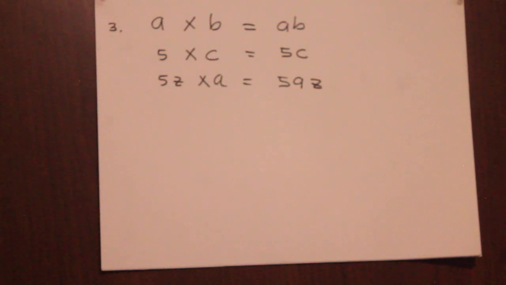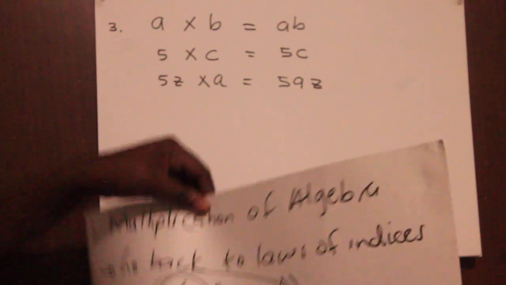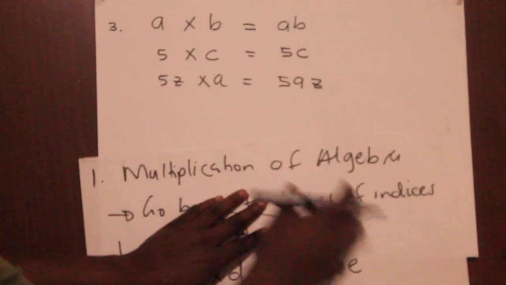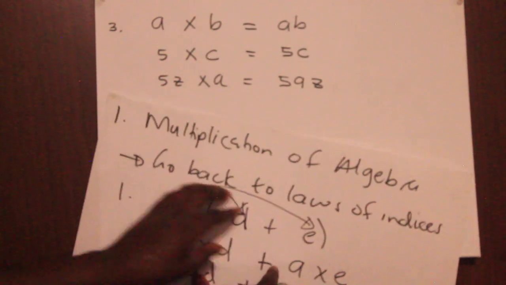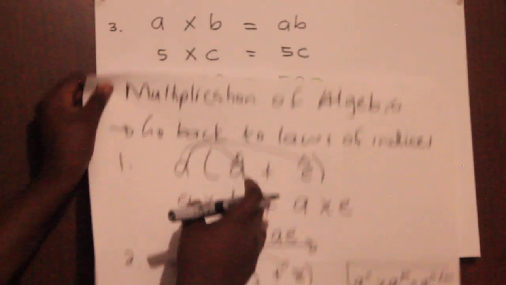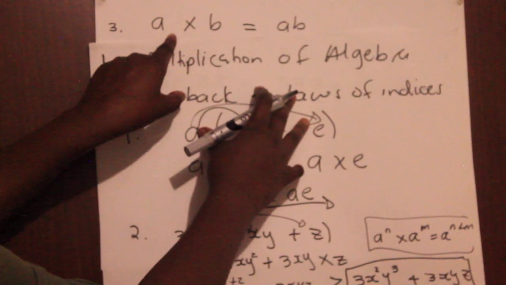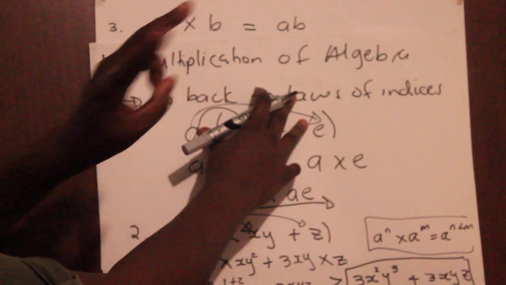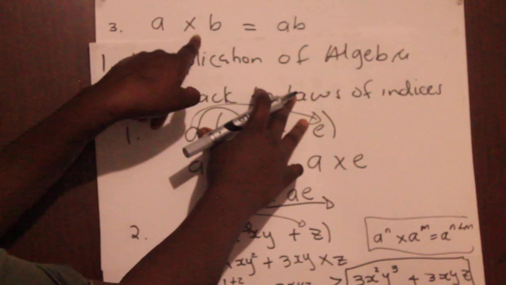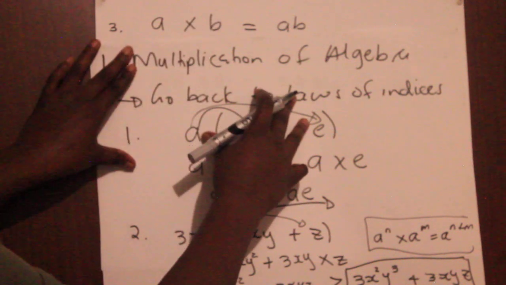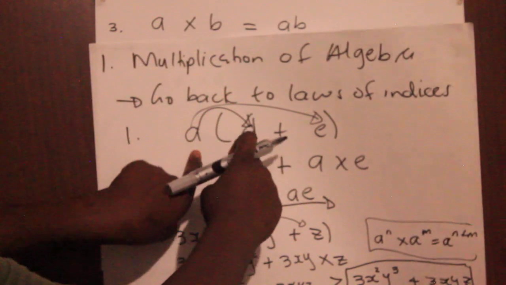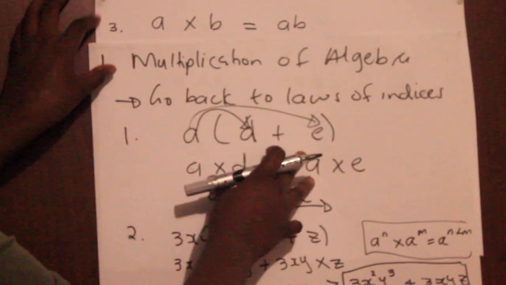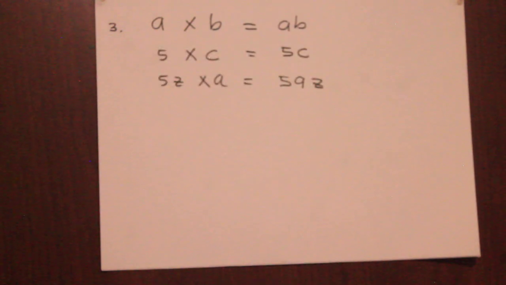Right? So now if you go back and check very well, if you already know that a term times a term, whether they are different, in multiplication can be multiplied, then when you come here it won't be so hard. And if they have powers, then you know how to work with them from the laws of indices. Okay, just make sure you go back to that part.